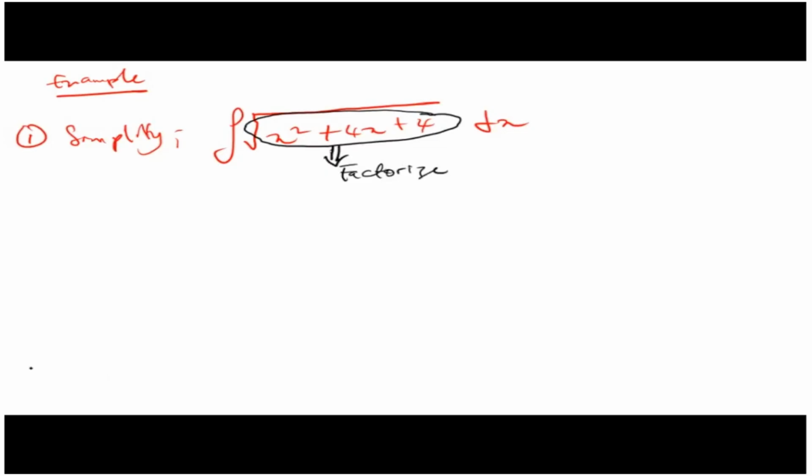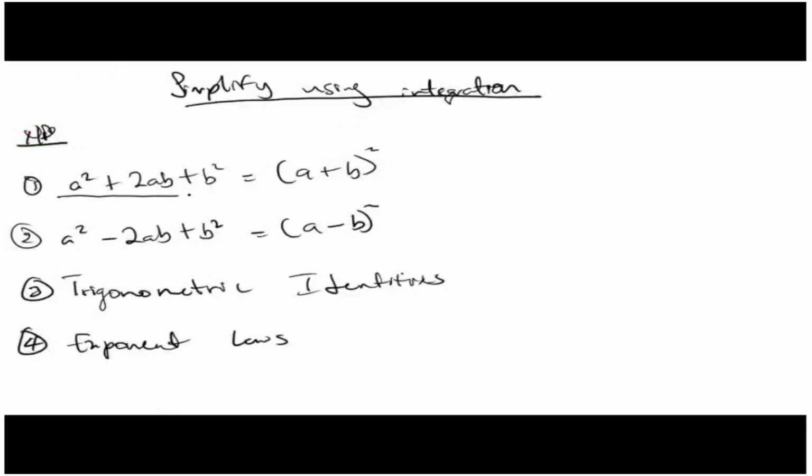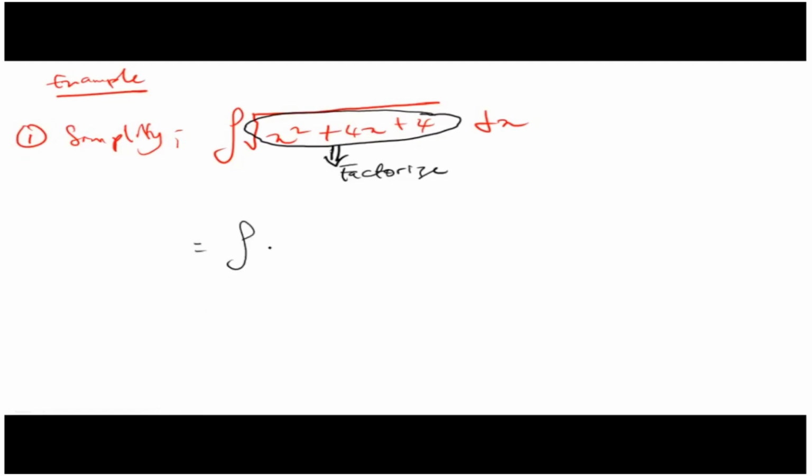How do you factorize it? By using the first rule I wrote. So this should give you the integral of the square root of x plus 2 all squared. You should have that as an answer. You have x plus 2 all squared dx. But you see, you're already squaring, you're rooting it. So because you're rooting it, what will happen to this square? It falls away.